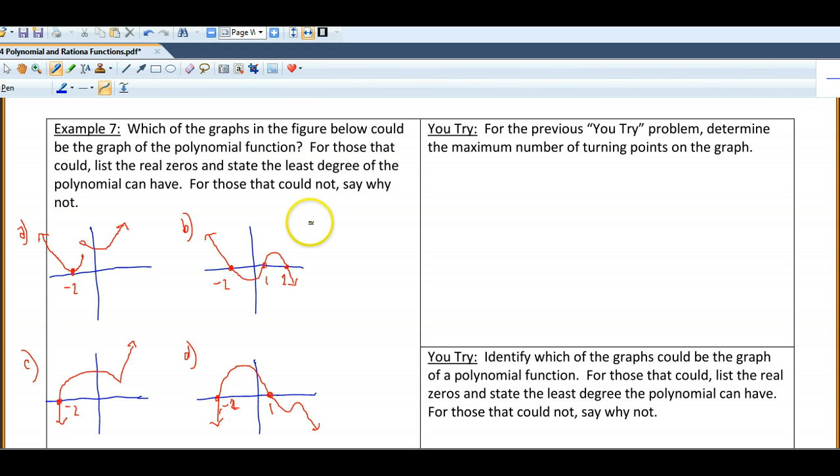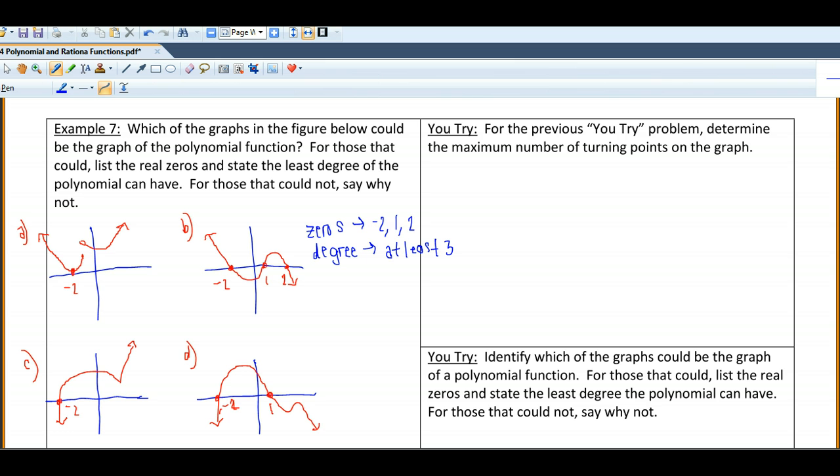I'll write that down. The graph has 2 turning points. Here, it turns, and then here, it turns. So the polynomial function must be at least degree 3. Actually, I'm going to write it this way. Okay? Let's take a look at C and D.